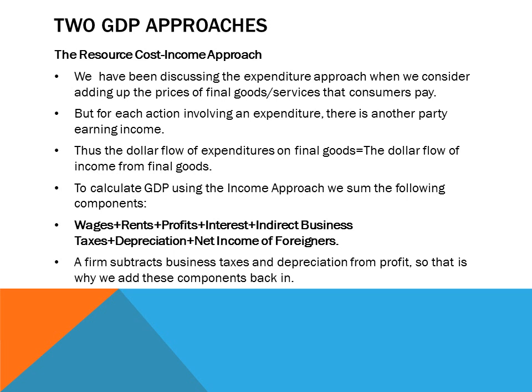We add wages, rent, corporate profits, interest, and we also have to add in indirect business taxes, depreciation, and net income of foreigners. And we have to add in indirect business taxes and depreciation because a firm subtracts these two components from their profit. And so we have to add it back in for total GDP.